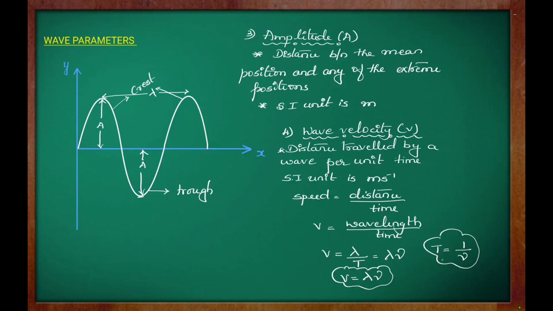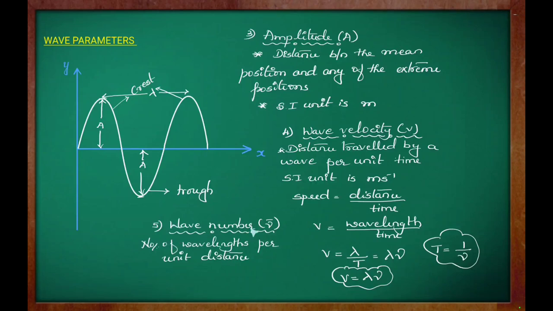Time period for a wave is the time taken to move through one complete oscillation. Wave number, denoted by nu bar, represents the number of wavelengths per unit distance. So nu bar is the reciprocal of wavelength. Hence, the SI unit for wave number is per meter. So, a wave can be defined by all these parameters. These formulas which relate wave number and wavelength, as well as speed of a wave with its wavelength and frequency, are important.